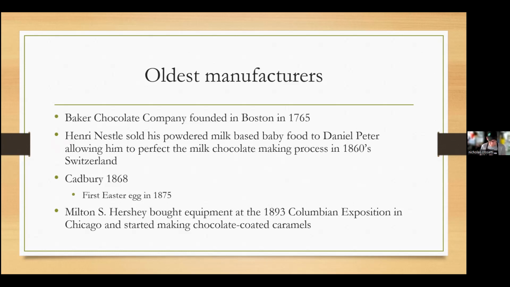And from there we went. Some of the oldest chocolate manufacturers, now we can start talking about chocolate different from cacao. The Baker Chocolate Company, which is still in operation, was founded in Boston in 1765. Before there was, I mean, this is like a colony. They were making chocolate and still are to this day.